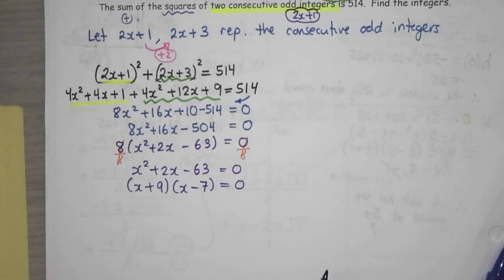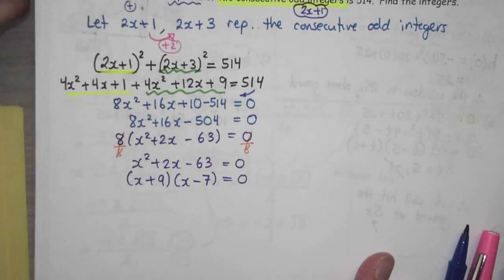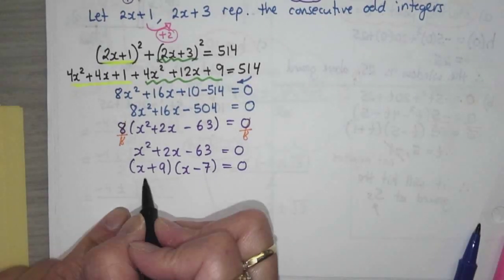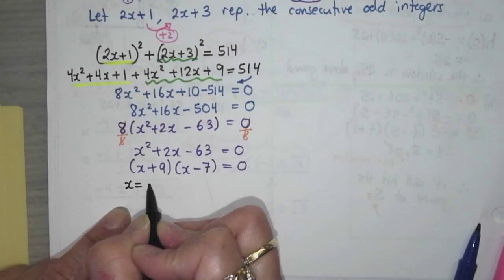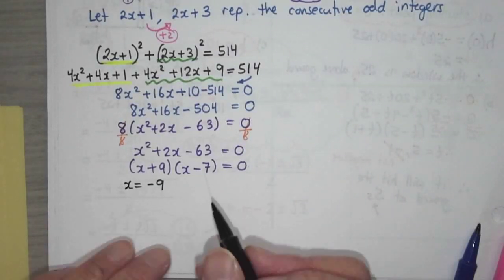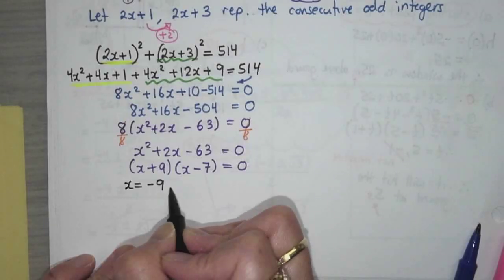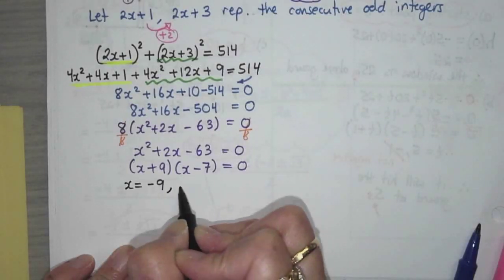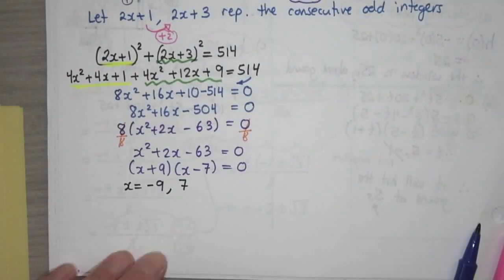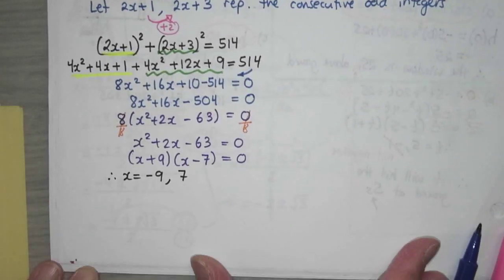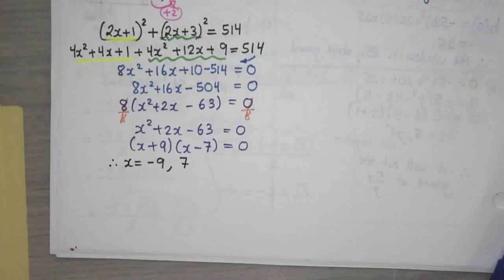And then we can answer this. So we're going to say, okay, so now we've got our answers for this. So this is going to get me x equals negative 9, right? And then 7. So we have 2 answers, right? So we get these lovely answers there. So therefore x is negative 9 and 7.